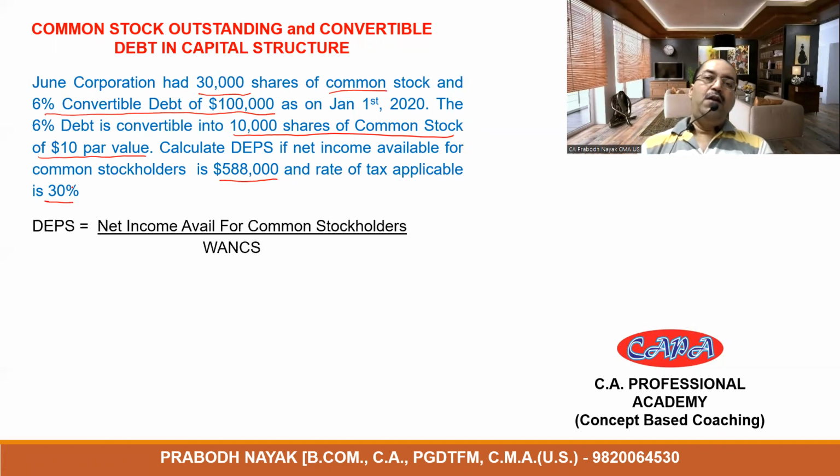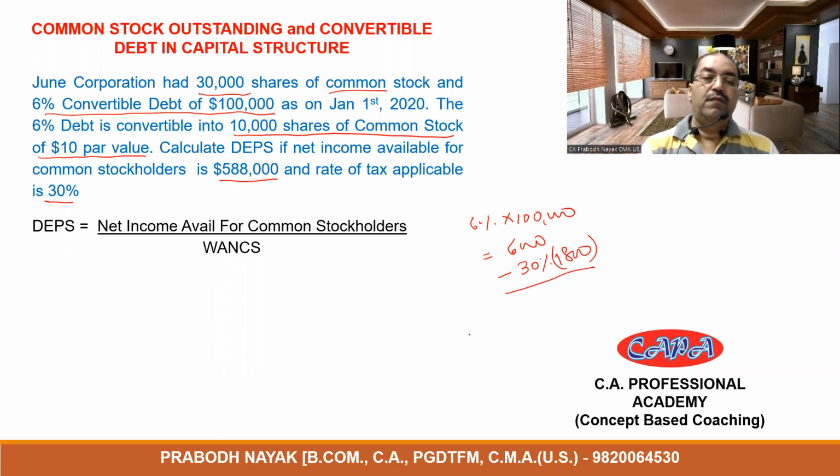Formula: diluted earning per share is net income available for common stockholders. Now, net income available for common stockholders is $588,000 plus interest. 6% of $100,000. How much is the interest? It is 6% of $100,000. So that comes to 6,000 minus 30%. 30% of this is 1,800, minus 1,800 from this. So how much will it be? 4,200.